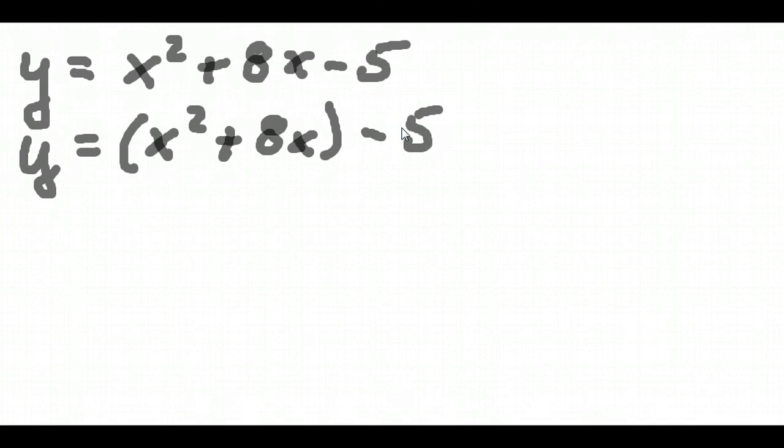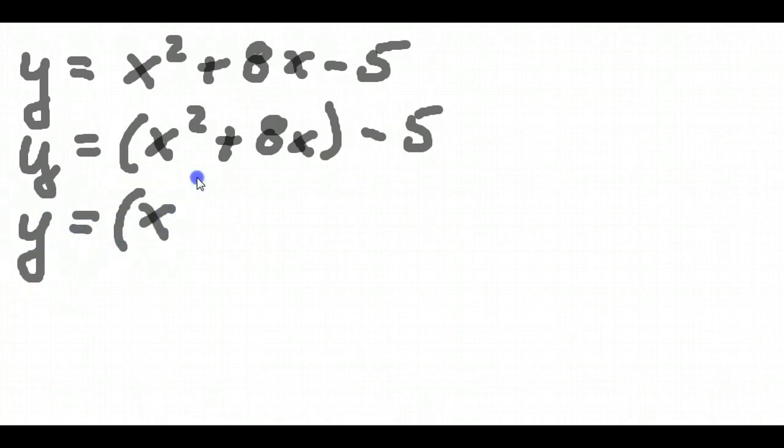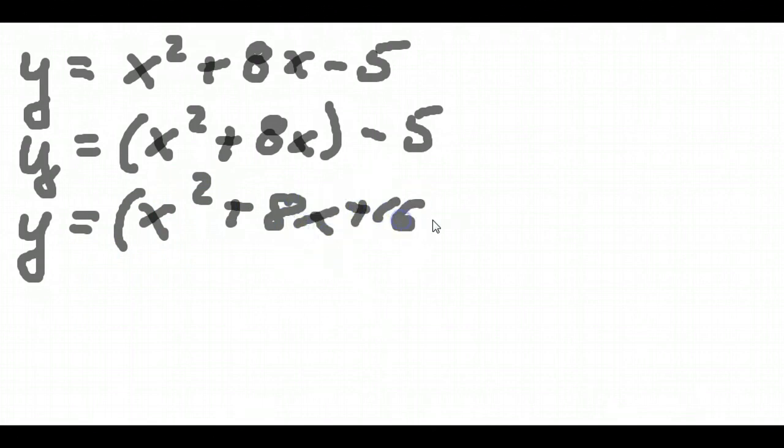And so what would that be? We take half of the b term and then square it. In this instance, we have 8x as our b term. So half of that would be 4, and 4 squared is 16. Right, so we would write this as y equals open paren x squared plus 8x plus 16 close paren.